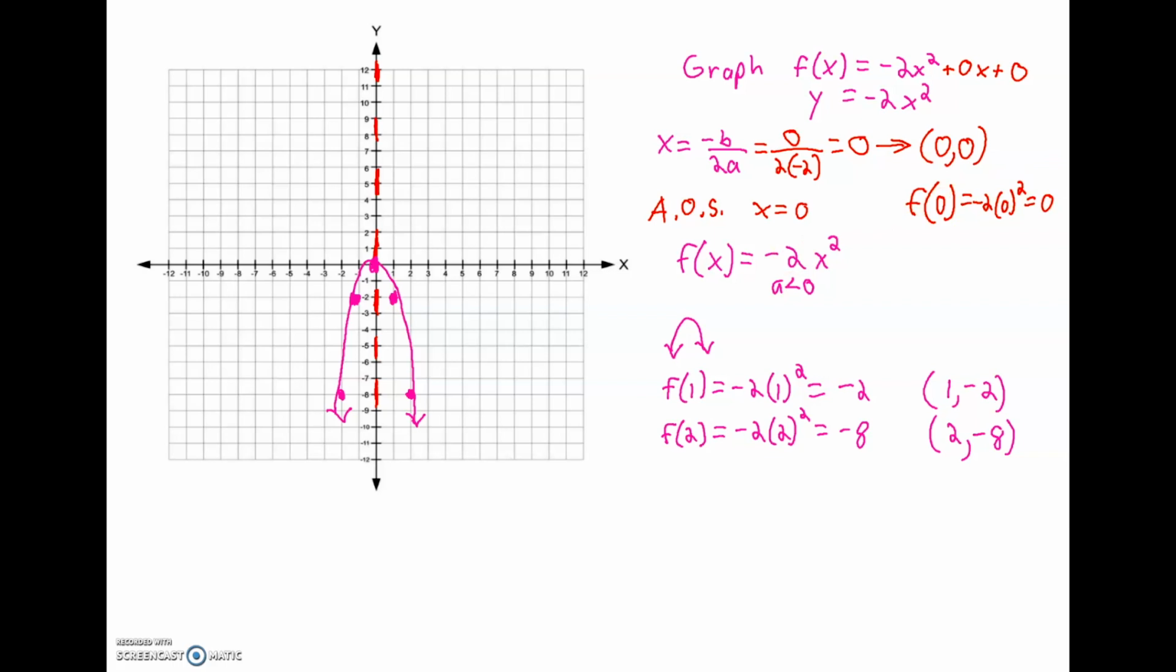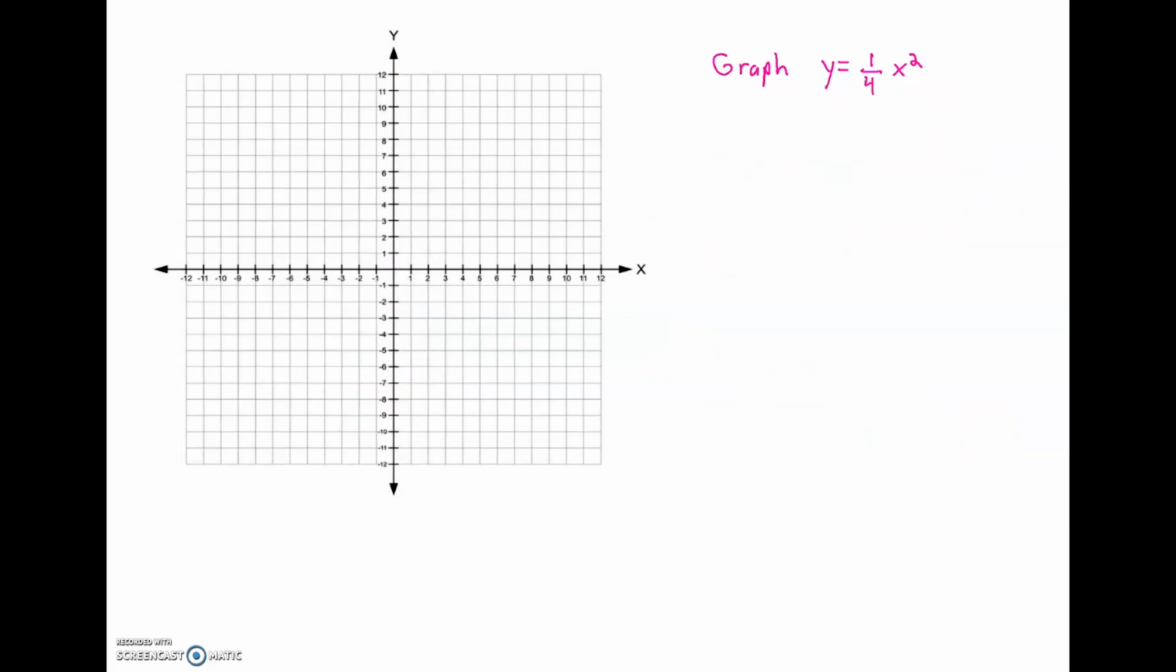I am going to do one more graph. But again, if you're like, nah, I'm good, then that's fine. This one more graph, let's have some fun with it, is y equals 1/4 x squared. So I, again, will find my axis of symmetry and vertex.